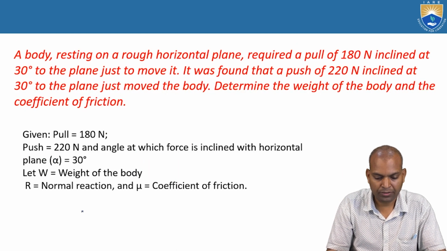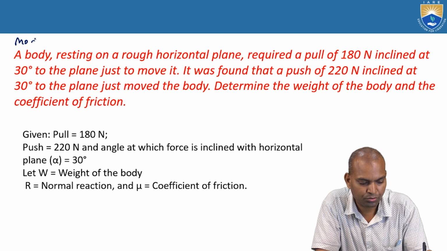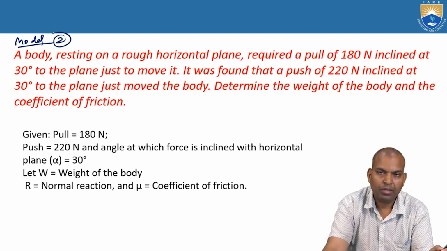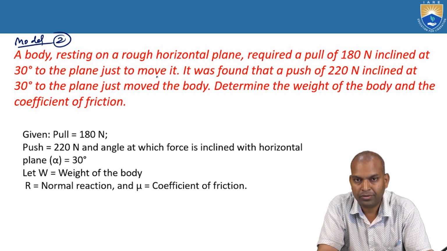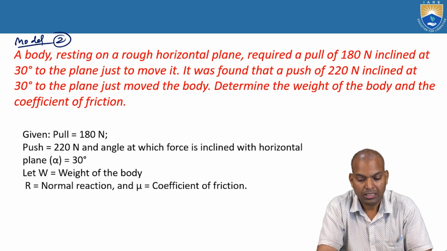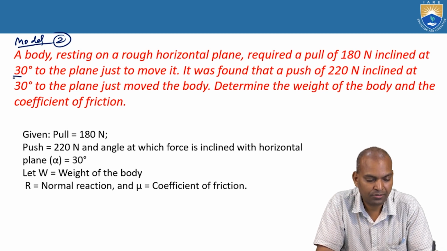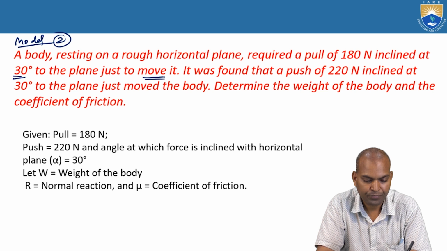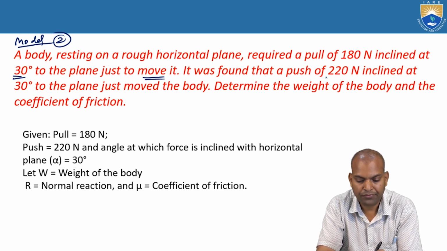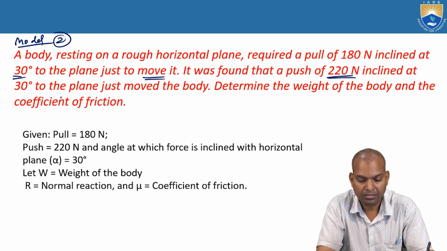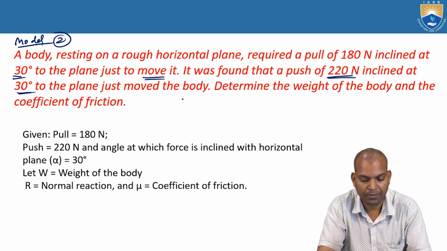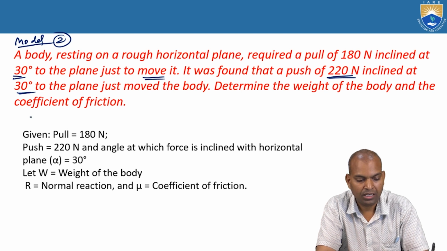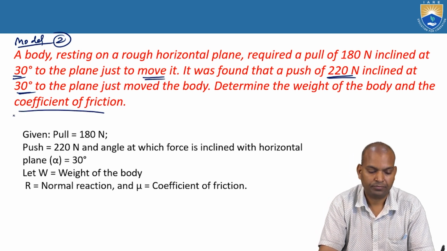Now that is the first model. Next we go to model 2. In model 2, a body is resting on a rough horizontal plane. It is also the same kind of problem. The body requires a pull of 180 newtons inclined at an angle of 30 degrees to the plane just to move it. It was found that a push of 200 newtons inclined at 30 degrees to the plane just moves the body. Determine the weight of the body and the coefficient of friction.